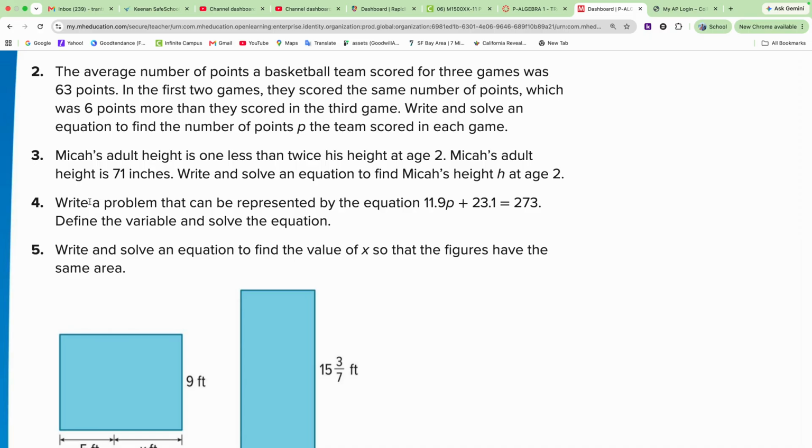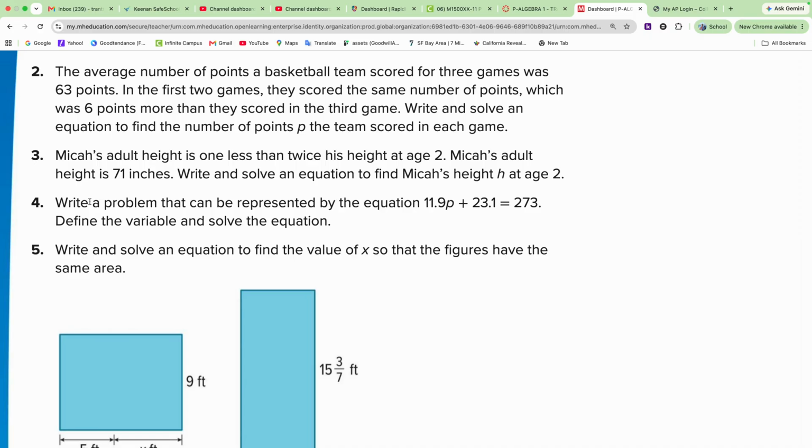The average number of points a basketball team scored for 3 games was 63 points. In the first 2 games, they scored the same number of points, which was 6 points more than they scored on the 3rd game. So based on that, I know the 3rd game is going to be the lowest score of the 3. Write and solve an equation to find the number of points P the team scored in each game. So I know the letter. The letter is P. That stands for the number of points.